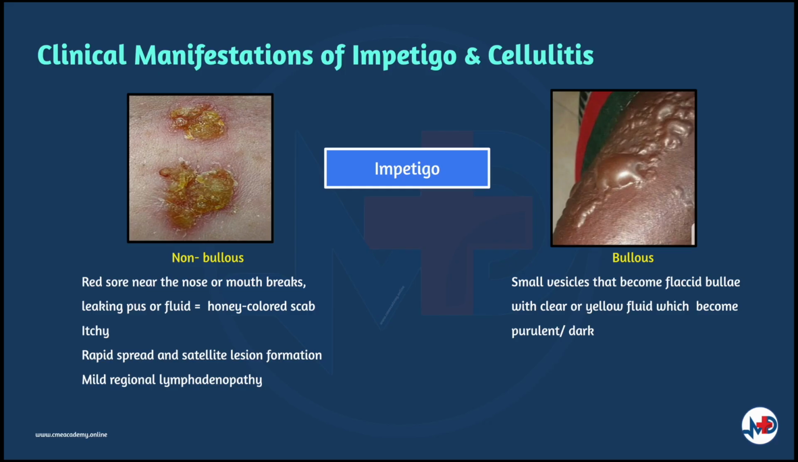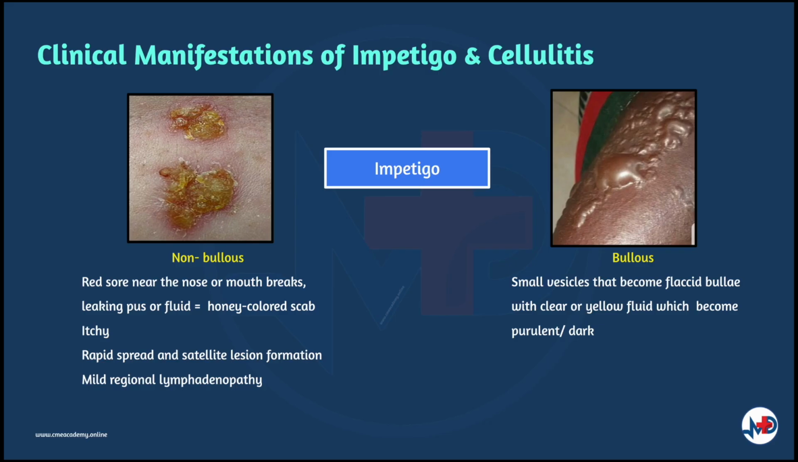They may also complain of itchiness. Patients with bullous impetigo will complain of small vesicles that become sort of a blister filled with clear or yellow fluid which may become purulent or dark. In bullous impetigo, you will notice vesicles with purulent exudate which ruptures forming honey-colored crusts. These have an erythematous base. There are rapid spread and satellite lesion formation seen which usually follow self-inoculation.